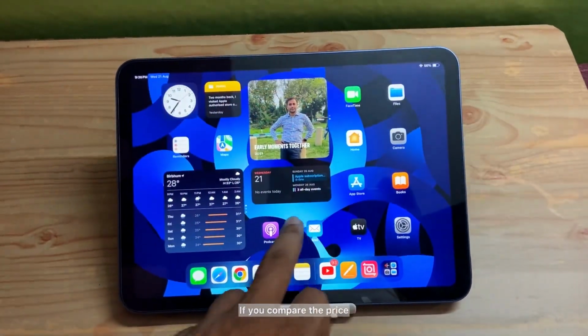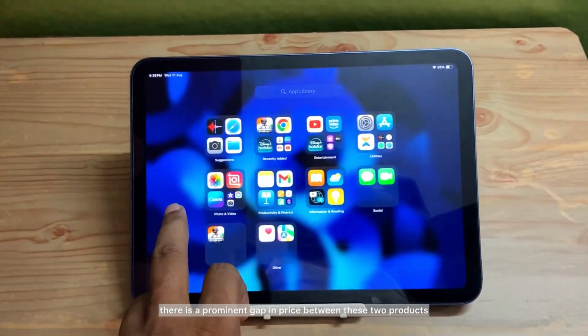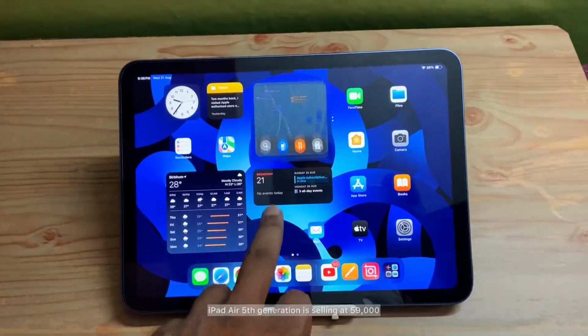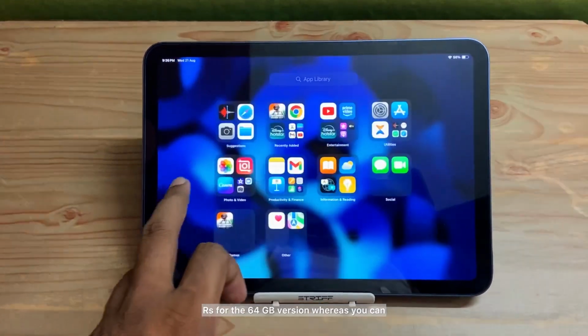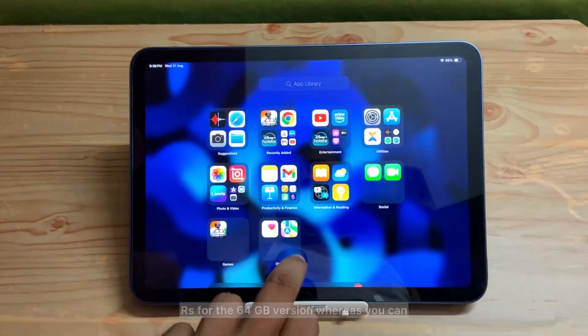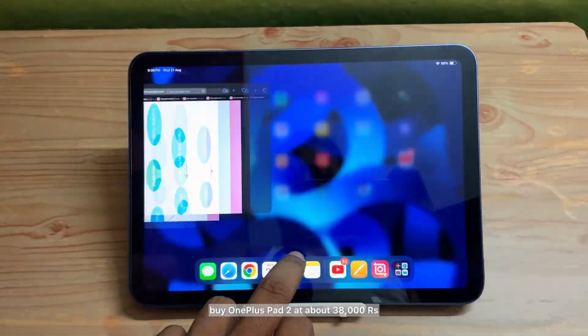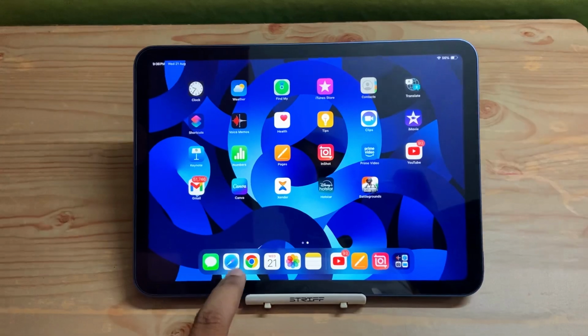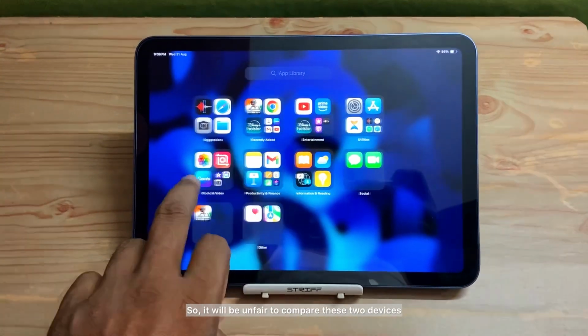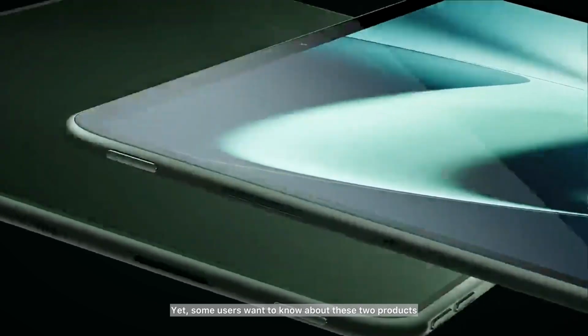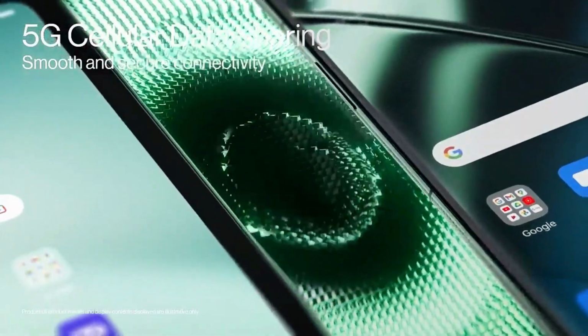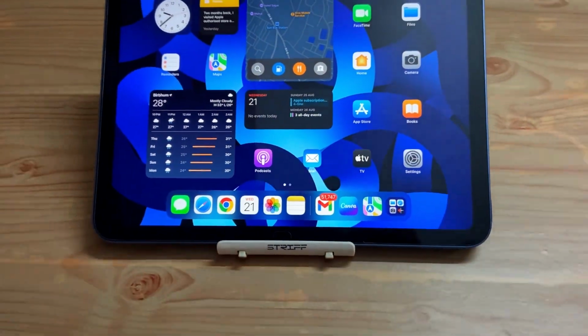If you compare the price, there is a prominent gap in price between these two products. iPad Air 5th generation is selling at 59,000 rupees for the 64GB version, whereas you can buy OnePlus Pad 2 at about 38,000 rupees. So it will be unfair to compare these two devices, yet some users want to know about these two products, so I am making this video.